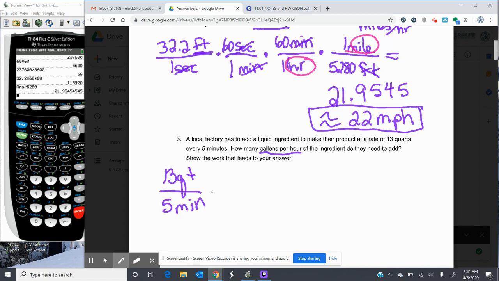So here we're going to multiply, and there's a conversion on our sheet that we're going to find. That's 1 gallon is 4 quarts. 4 quarts to a gallon. And we need to convert minutes to hours, so we're going to have to multiply by 60 minutes. Cancel minutes, changes to 1 hour.